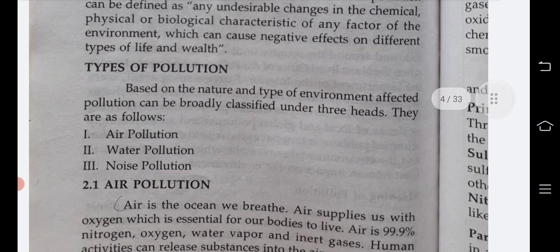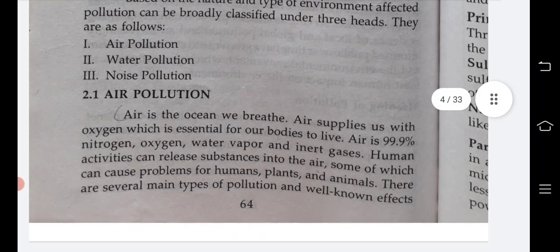In this chapter, actually, we have 3 types of pollution. Though I told there are 4 or more also now, because the extent of pollutions are increasing. But in your chapter, you have to study only 3 types of pollution: air, water and noise. Now, what is air pollution? Air is the ocean we breathe. So, what we breathe is called as air.